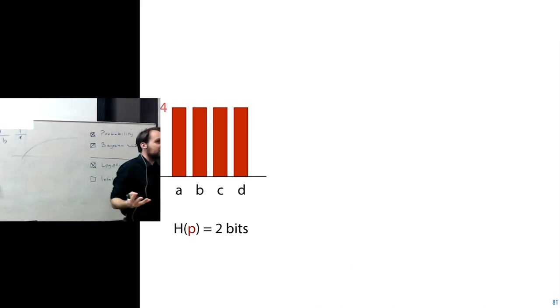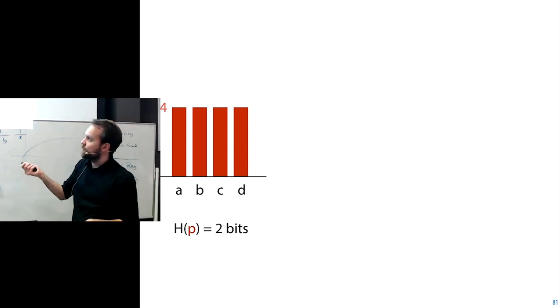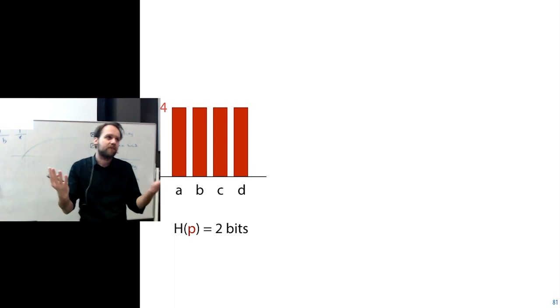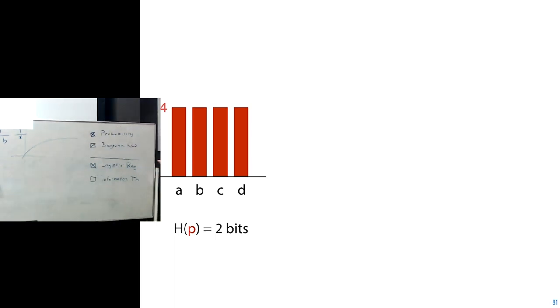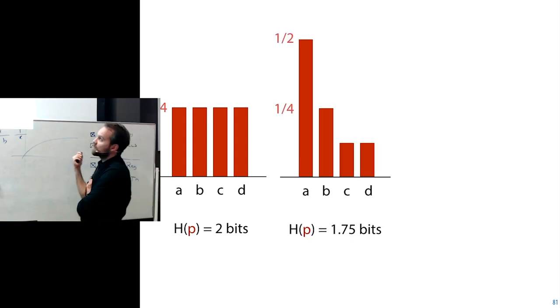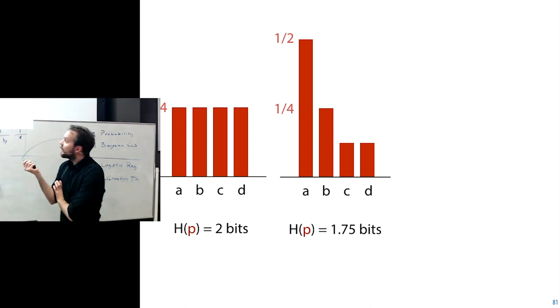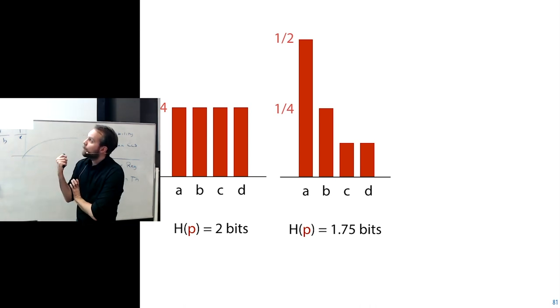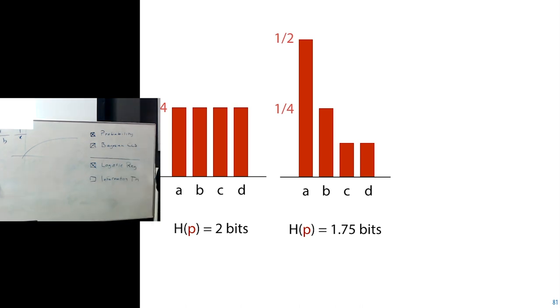So if you don't know anything about what's going to happen when you sample from this distribution, everything is equally likely. That's a uniform distribution. Then your entropy is maximal. In this case, 2 bits, because you have 4 outcomes. So uniform distribution requires 2 bits for each. If you know a little bit about what's going to happen, for instance, that A is much more likely than B, and B is much more likely than C and D, what you see is that the entropy goes down. Because you know a little bit about what's going to happen, you need fewer bits on average to encode what has happened.